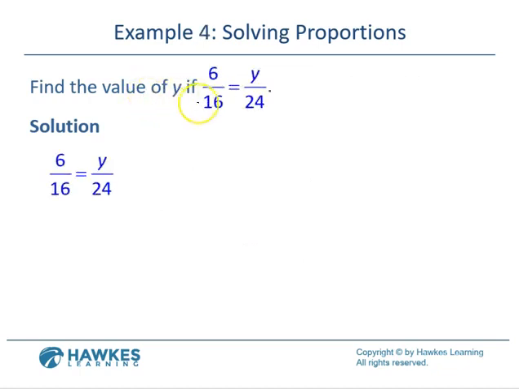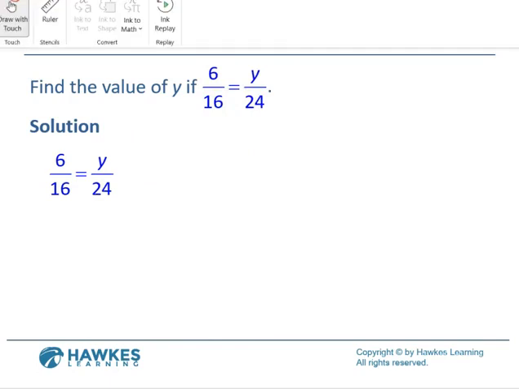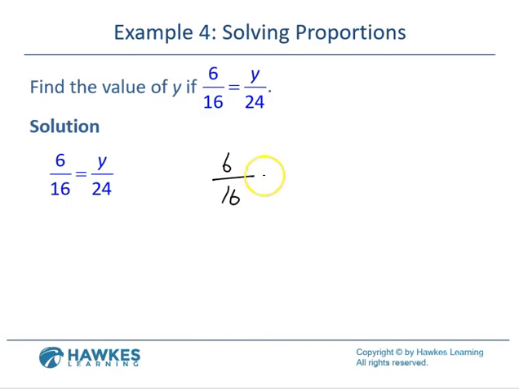So find the value of y. Okay, same thing is going to happen here. I'm just going to come in here and I'm going to go ahead and start multiplying straight across. Okay, so I can come in here. Let's go and rewrite this. Get another pen, and I've got 6/16 is equal to y all over 24. Okay, well, 6 times 24 is going to equal 144.